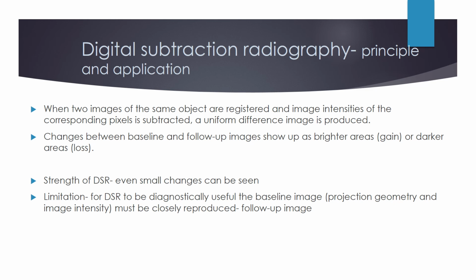Again, it comes with its own limitations. For it to be diagnostically useful, the baseline image and the reproduced image should be very close or similar in projection geometry and image intensity. Only then will you be able to subtract one image from the other to understand the difference between the two. So it literally means that you must take the second image in the same angulation, the same projection, the same intensity, and the same computer settings as you did the first one, which is not impossible, but you can do it. Then the computer and the software will detect what the bone gain or the bone loss has been. And that is called digital subtraction radiography.